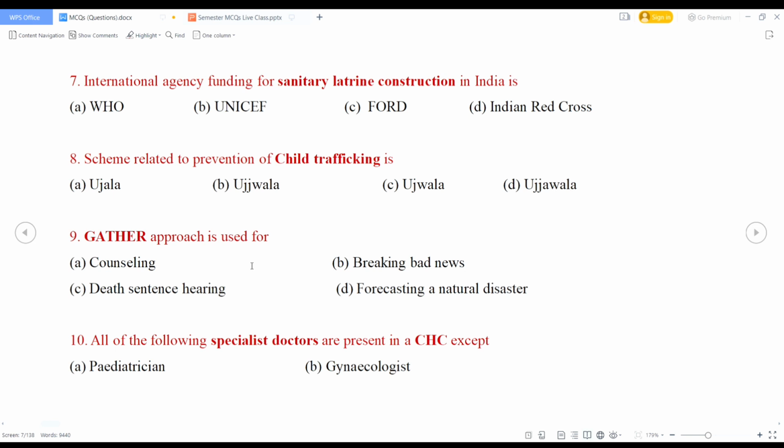Come to the next question. Scheme related to prevention of child trafficking is. Read the options carefully. All the options are alike. I am showing you some images.